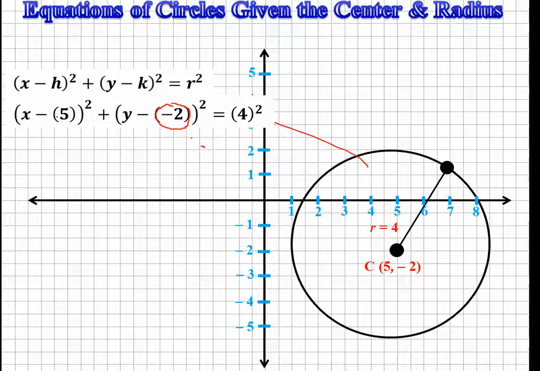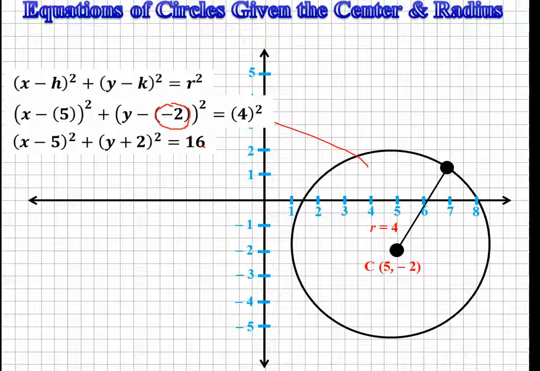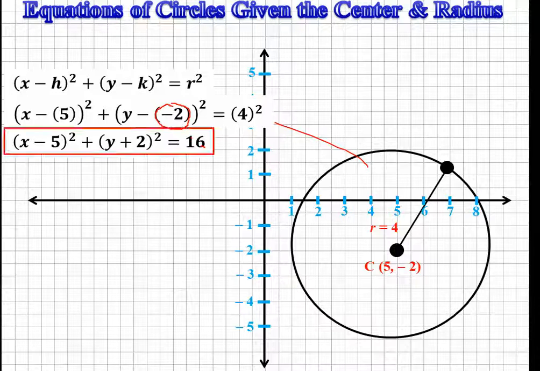We're not going to do anything with this part right here. It's going to stay x minus 5. And then the y minus a negative 2 is going to end up being y plus 2. And then we're going to square the 4, which is going to make it 16. So we're going to end up with x minus 5 squared plus y plus 2 squared, because remember, two negatives make it a plus sign, and that's going to equal 16. And then that's going to be the end of the problem. You just put a square around it, say, hey, this is my final answer.